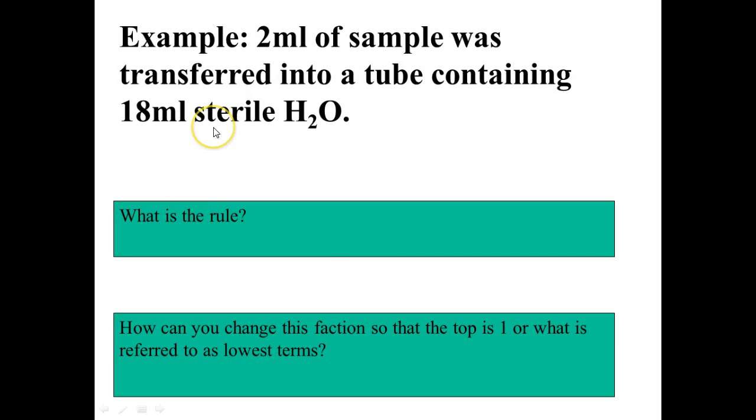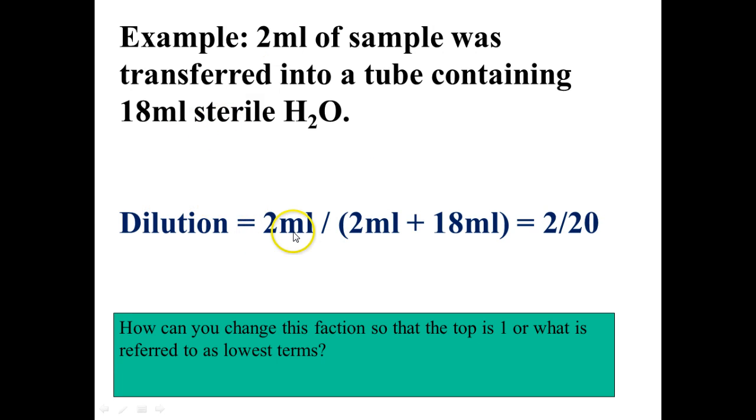So let's do something different. And I think I have the one in here that we did to start out earlier. So let's see if you guys can follow the rule. So 2 over 18. Is that right? No, the rule is part over whole. So it's 2 over what? 2 plus 18, which is 20. Part over whole, 2 milliliters plus 18, which gives us 2 over 20.